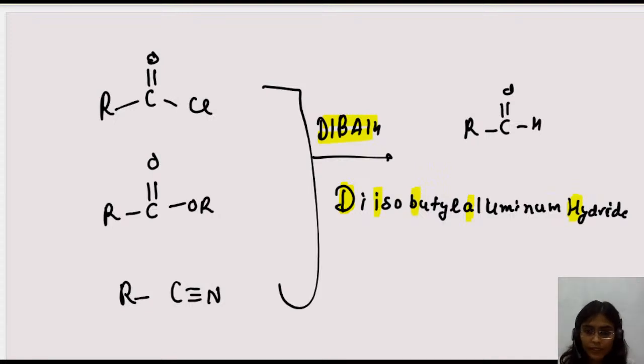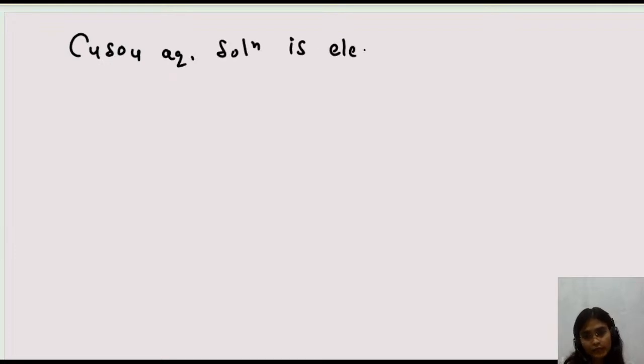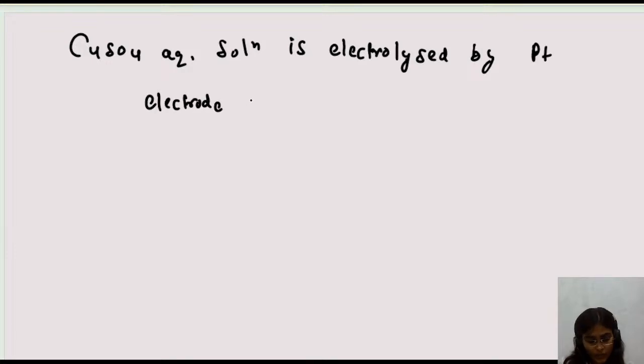I got it. Okay, let me just write the question. If you want to understand, please stay here. So this is the question, okay? You have a CuSO4 aqueous solution which is electrolyzed by Pt electrodes. After electrolysis, the question asks simply what should be the correct answer.